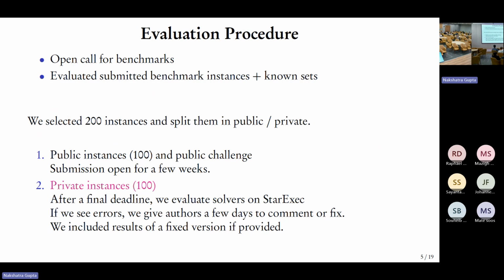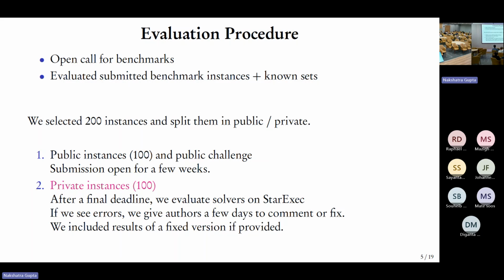The evaluation procedure starts with an open call for benchmarks. It comes around in September, and we ask the community for benchmarks. And we evaluate the solvers on this set of submitted instances as well as the instances that we have had till now. We select 200 instances for each of the tracks and divide them into a public and private track. First, we have the public instances published in StarExec, and the submitters are expected to submit their solvers to the public track and check the performance. After the submission period is over, we have a private track in which we test the solvers on a set of private instances.